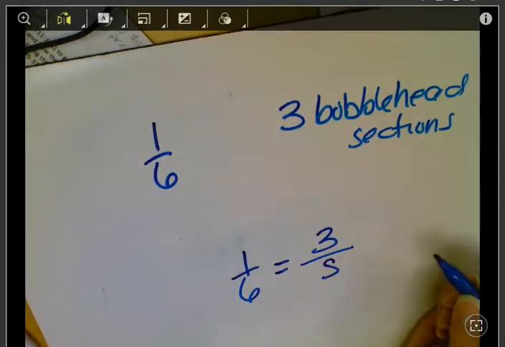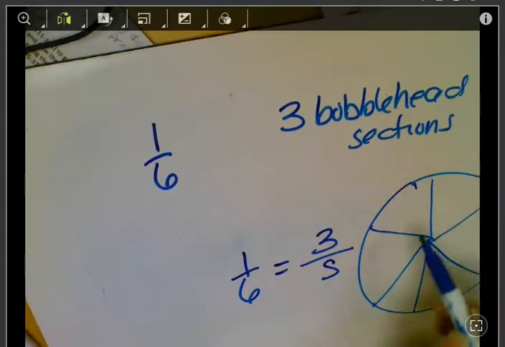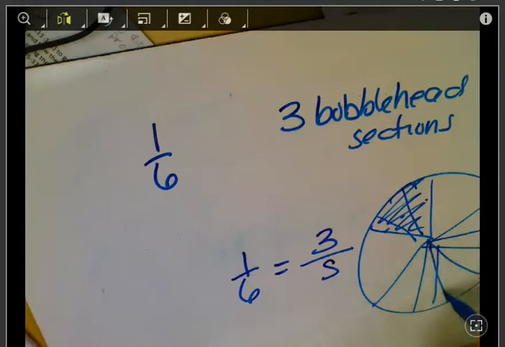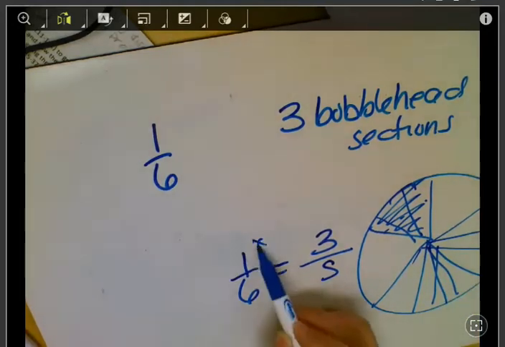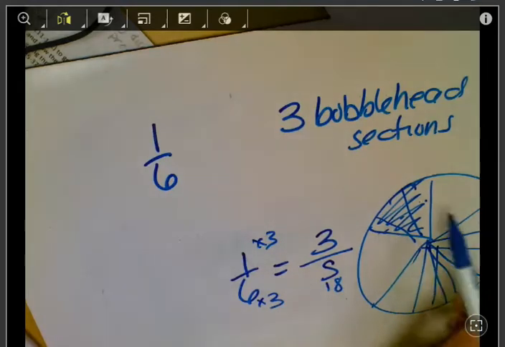So it makes sense that each one of those are big. I can still do that. So this is your 6, but each one has 3 bobblehead sections. So this has 3, this one has 3, all of them have 3, so it'd be out of 18. So times 3 times 3 would be out of 18. If each one has 3 sections, it'd be 18 in all of them.